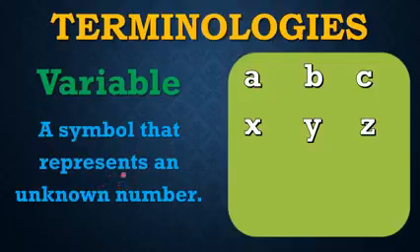So maliban sa English alphabet, pwede din tayong gumamit ng Greek letter, katulad ng alpha, beta, and gamma. Okay, so marami pa tayong Greek letter, but ito yung mga common na ginagamit, okay, sa ating algebra. Okay, so again, aside from English alphabet, we are also using Greek letters. Ang tawag natin dito are variables. So these are symbols that represent an unknown number.